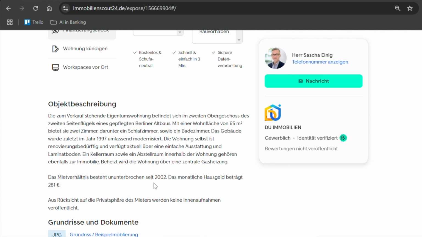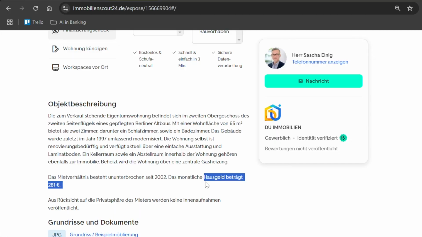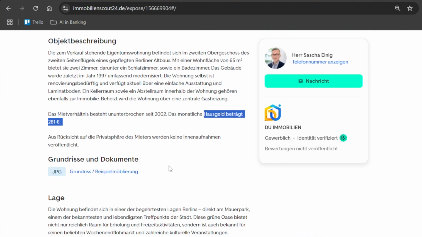And now what's important here is that this apartment has been rented out since 2002, so for like a really long time, 23 years now. Which means that the current rent is probably very, very low. That's what I would imagine. Now it also says the monthly Hausgeld, so like the allocable and non-allocable costs, which you have to pay to the management company, which takes care of the whole building, is 281 euros per month. That's another price point we need later on in our calculation.